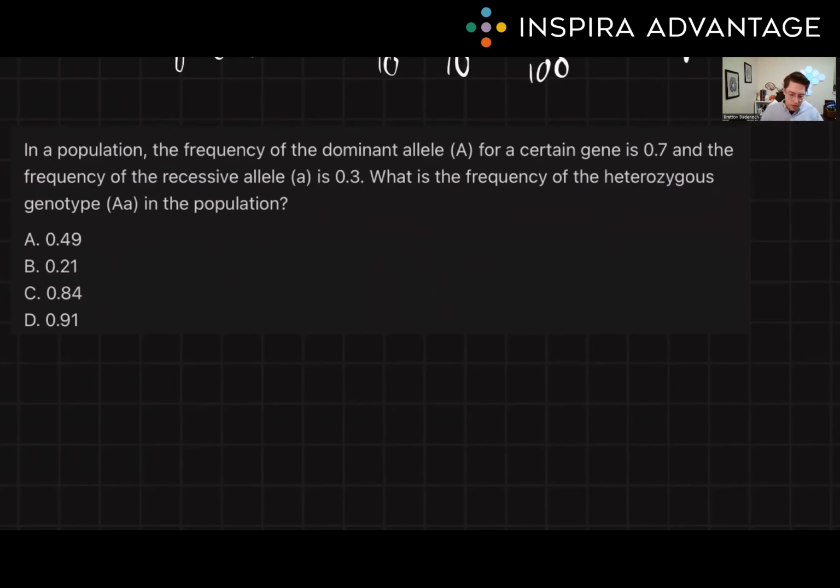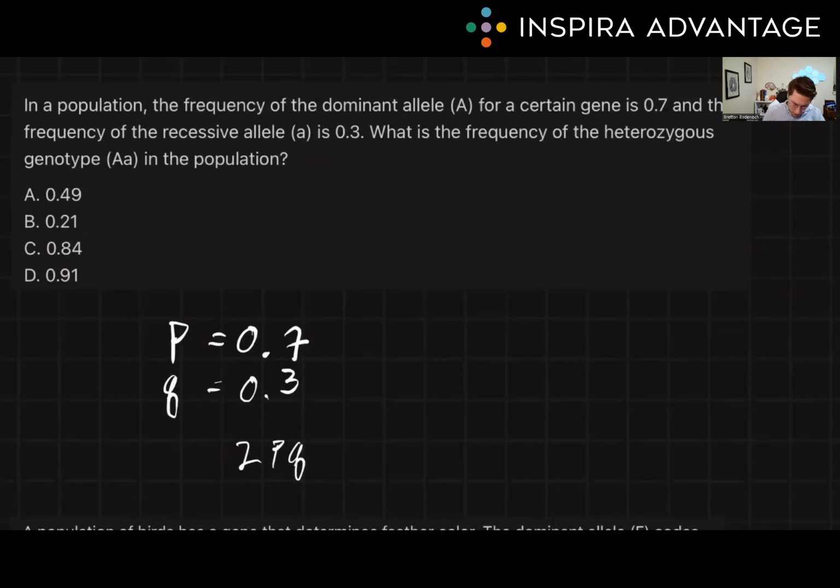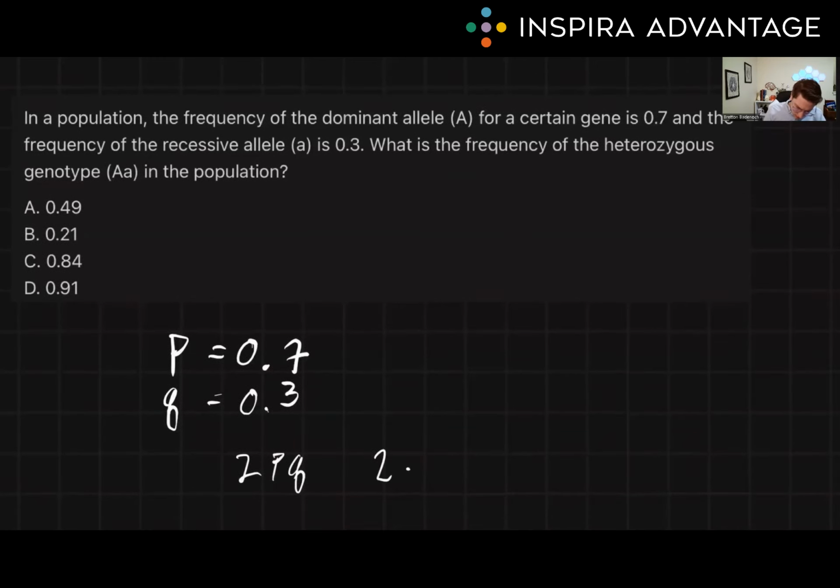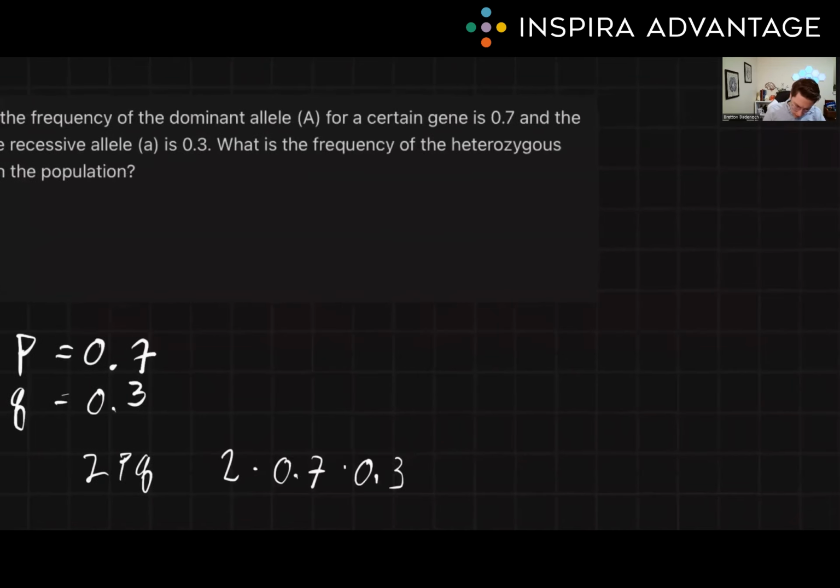So again, let's write down what we know. We know that p is 0.7, and q is 0.3. And we also need to now remember, okay, what is the equation to give us the heterozygous genotype? Well, that is just 2pq. So once we have that, we can plug in our numbers. So 2 times 0.7 times 0.3. And let's rewrite this with fractions so it's easy to solve. So 2 times 7 over 10 times 3 over 10.